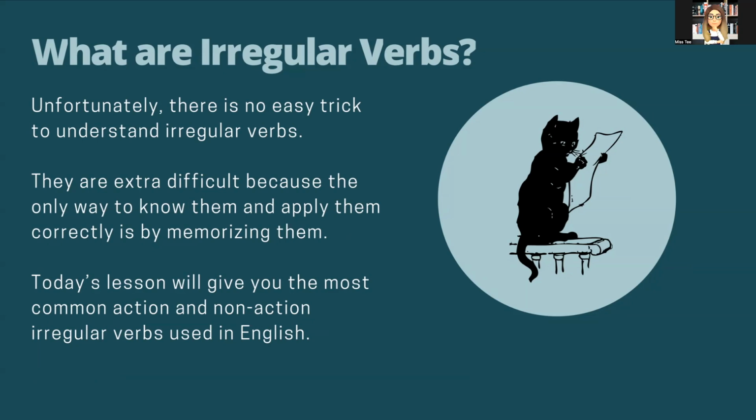You just have to practice often by speaking, by writing, by reading, and your brain will remember it. If you're not practicing it, then you're more likely to make errors. But that's how you memorize it, by practicing, practicing, practicing. Today's lesson will give you the most common action and non-action irregular verbs used in English. So I'm going to give you a list of these styles of verbs and show you the simple past form, which is the V2 form.